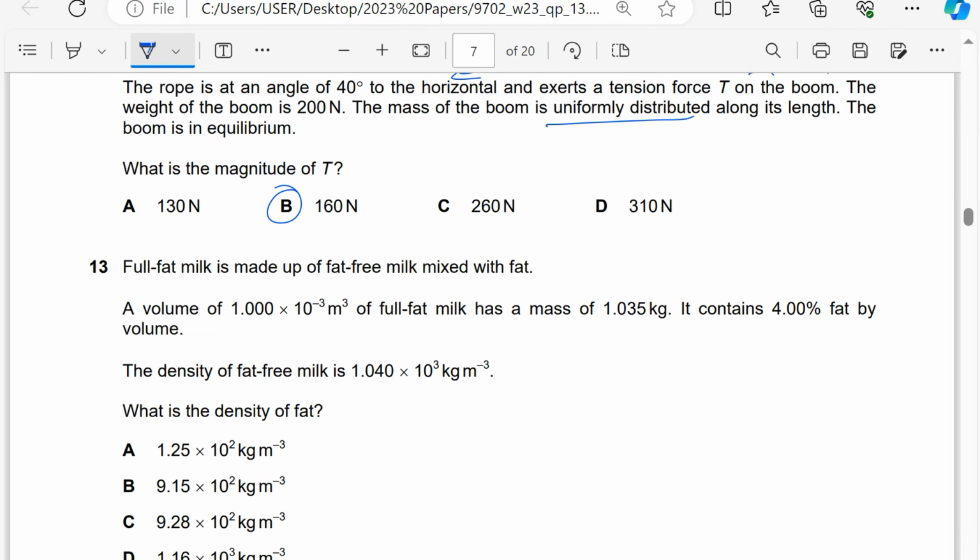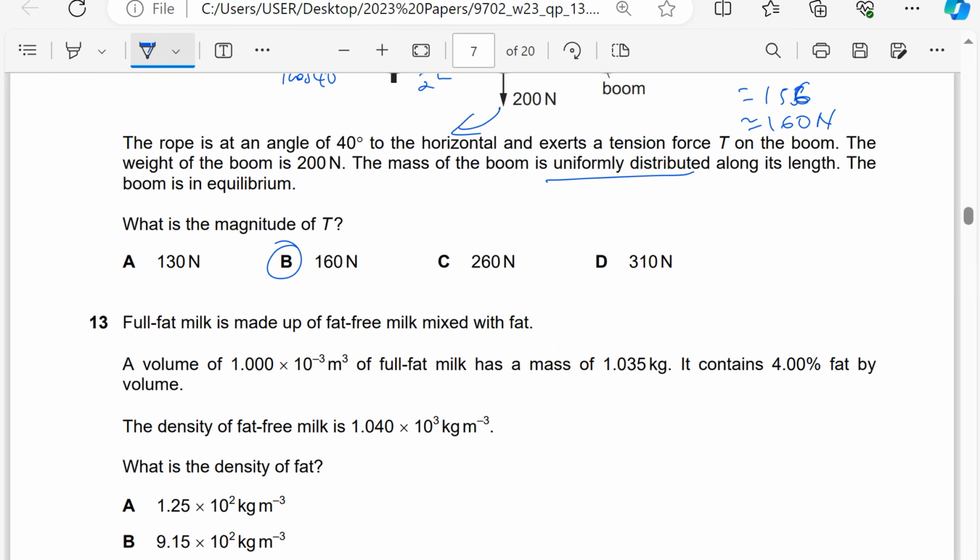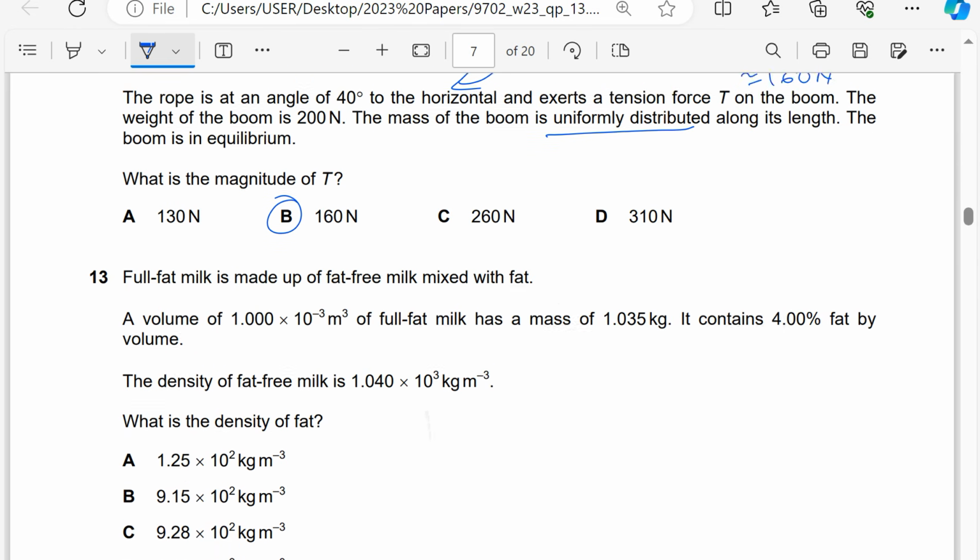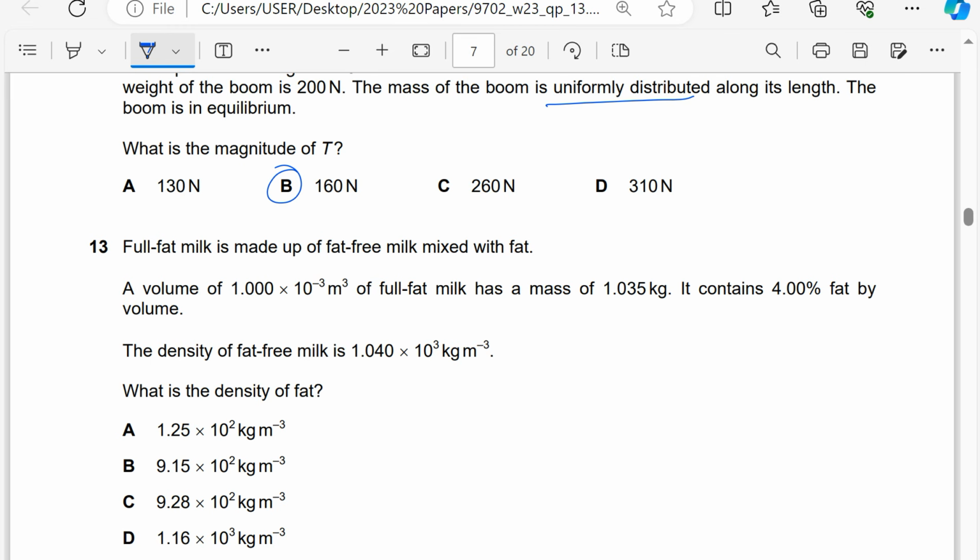Full fat milk. Full fat milk is made up of fat-free milk mixed with fat. This is a past paper question. If you are very observant, you must have seen this earlier on. If you have checked through my past paper questions for density, force, and pressure, it is there. A volume of full fat milk has a mass of 1.035 kilograms. It contains 4% of fat by volume. The density of fat-free milk is this. What is the density of fat?